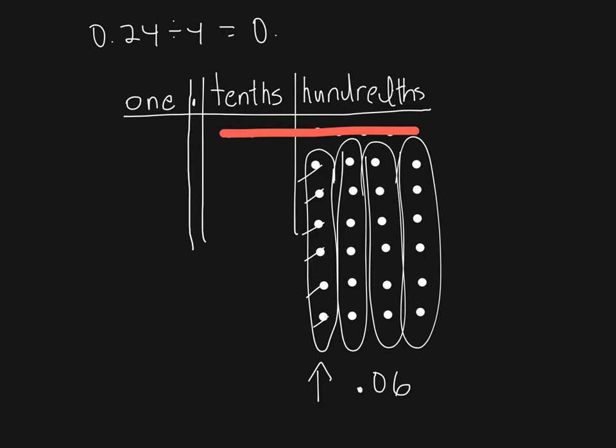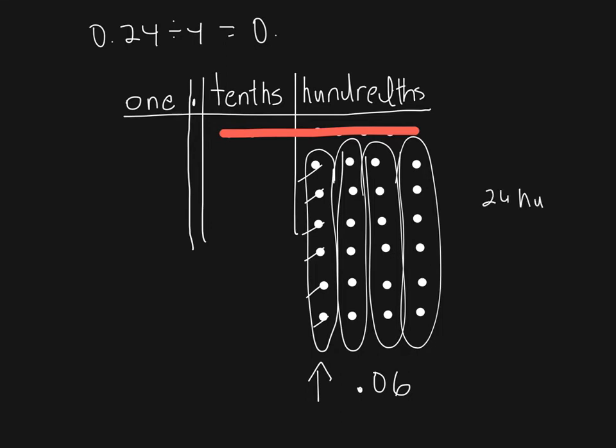24 hundredths divided by 4 equals 6 hundredths. For the standard algorithm, I'm going to do the same thing I did before. I'm going to write it as, well, I'm going to need a little more space to write hundredths after this.